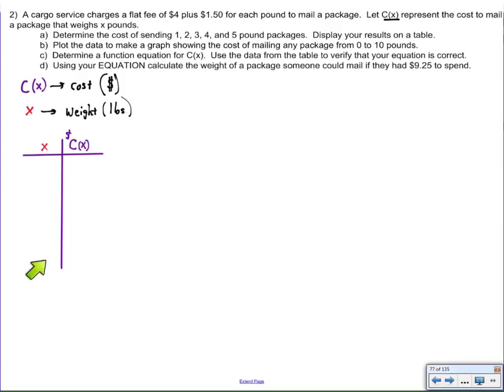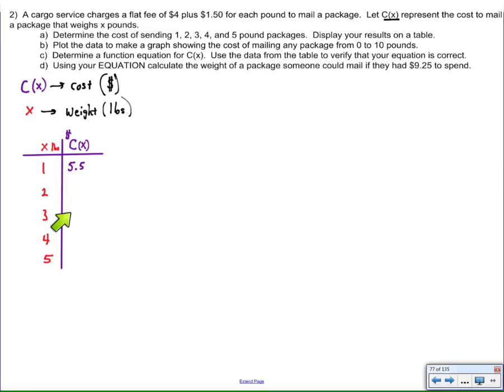So x representing all the different weights. In part A, we're supposed to determine the cost of sending 1 through 5 pound packages. So I start with the obvious that 1 pound package is going to be $4 plus $1.50 for that pound. So it's $5.50 for a 1 pound package.